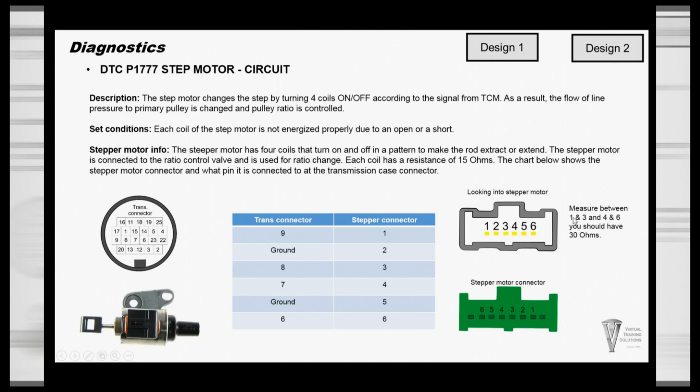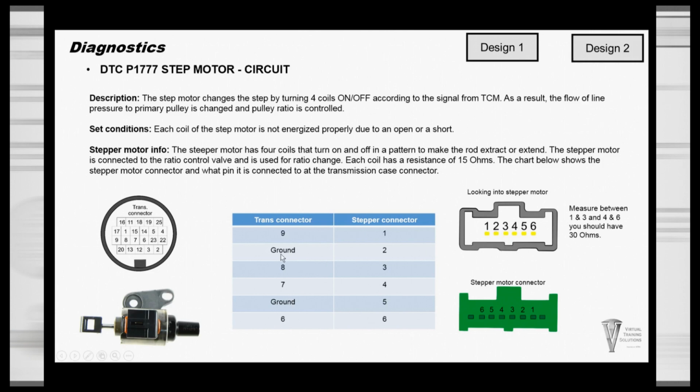We're going to measure in between 1 and 3. Between 1 and 3 is going to give you 30 ohms. Then you can also measure 4 to 6, which is going to give you 30 ohms. What we're doing there is testing 2 coils that equal 30 ohms. Another way of testing this is going 1 to 2, you should get 15 ohms. 2 to 3, you should get 15 ohms.